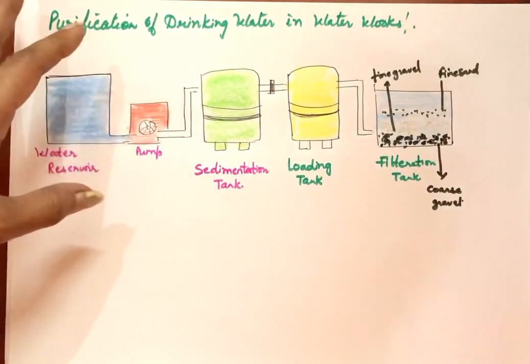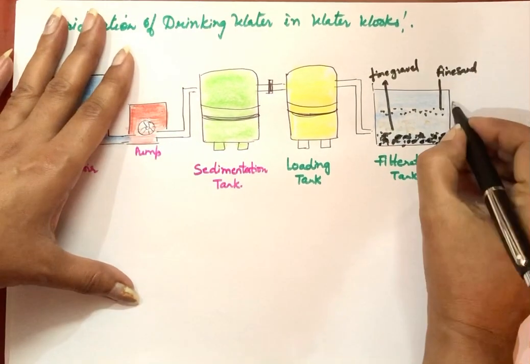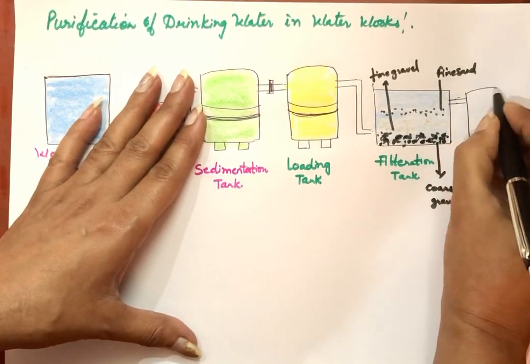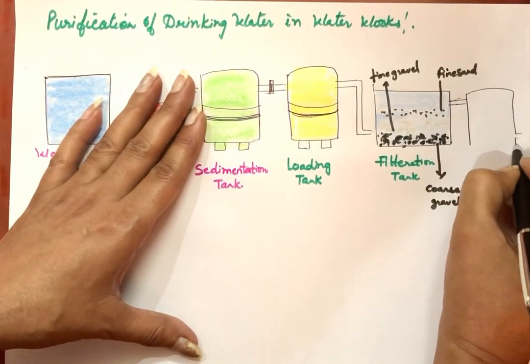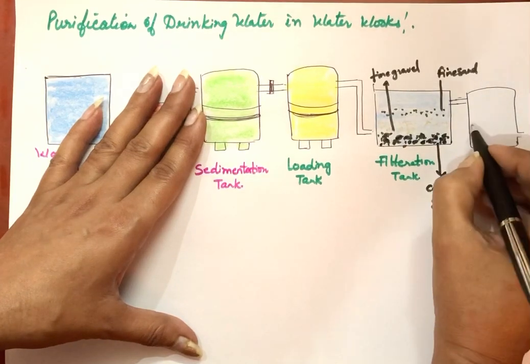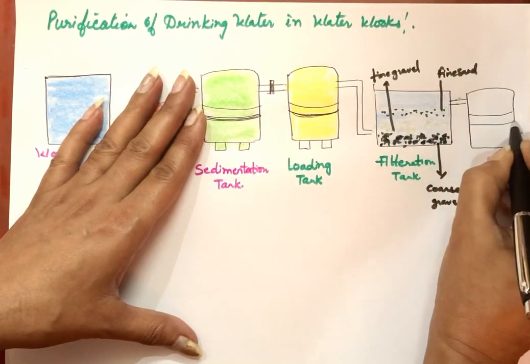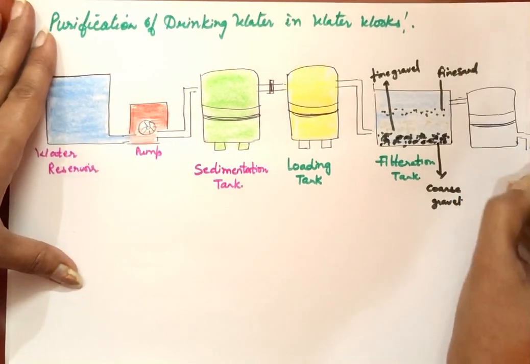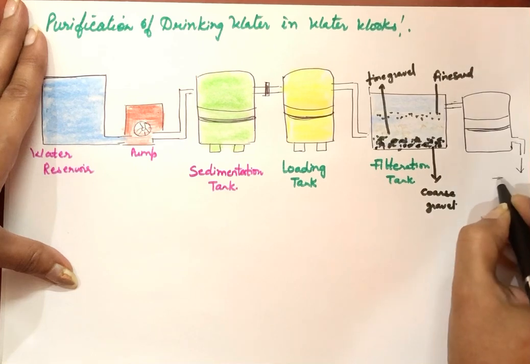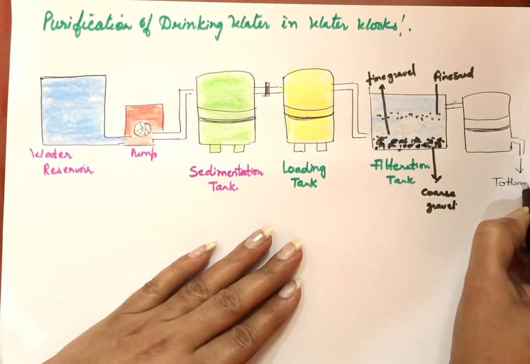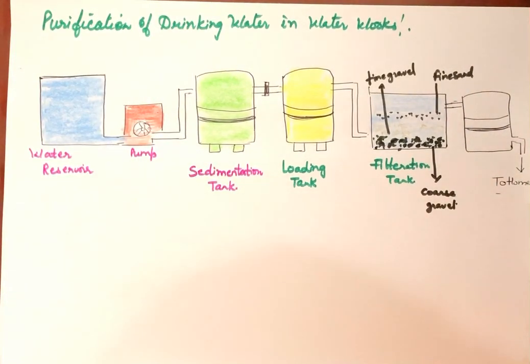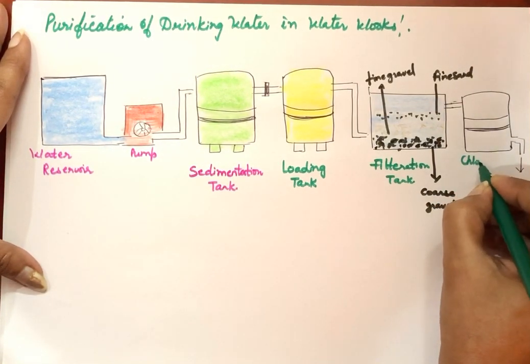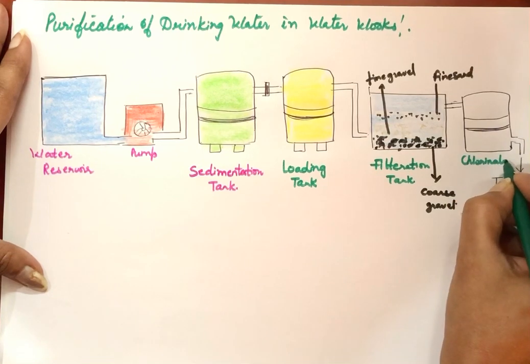Then after this, the water is sent to the next tank, which is called the chlorination tank. Chlorination tank means there's chlorine in this tank, and chlorine will kill all the pathogens, the bacteria which are there in this water. And now this water is fit for drinking purpose, and from here the water comes out to our homes. So this tank is known as which tank? Chlorination tank.